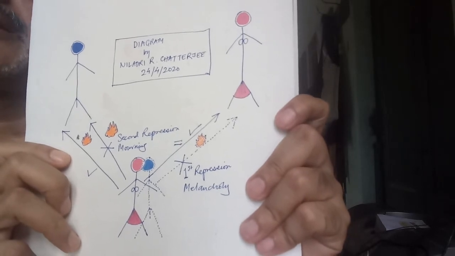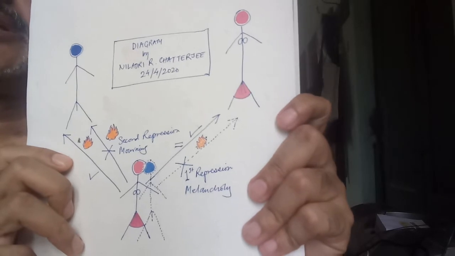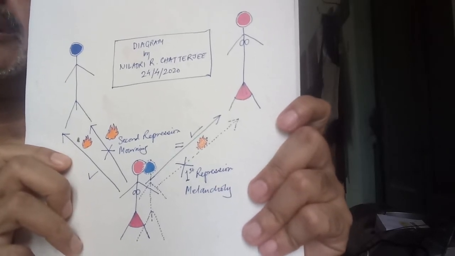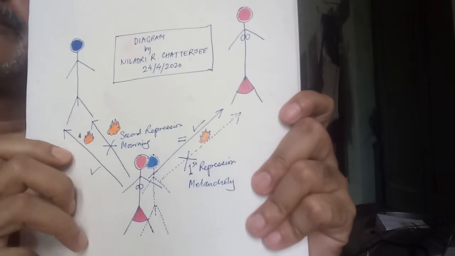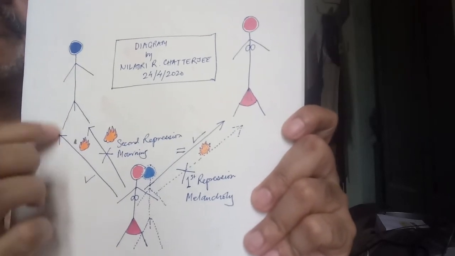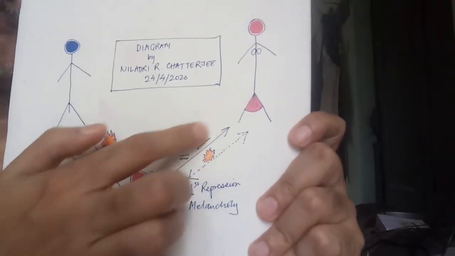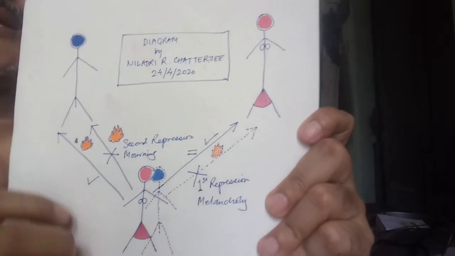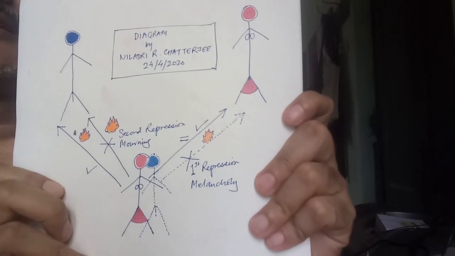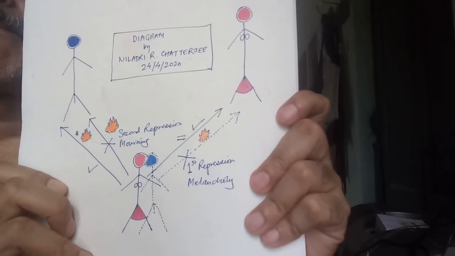Melancholy is something that you experience deep down inside. Melancholy is not something that is socially, publicly obvious. So, while mourning is something that you can express, melancholy is something that you can never express. So, there are two levels of repression that are happening.